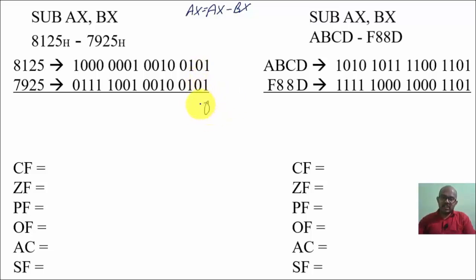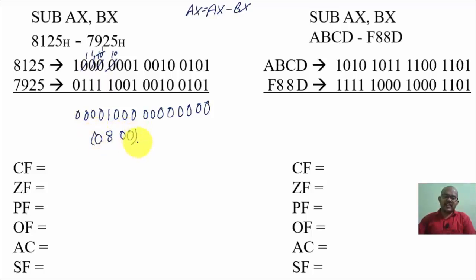now 1 minus 1 is 0000. So this is again 0000. What is 1 minus 1? It is 000. So this will become 10. 10 minus 1 is nothing but 2 minus 1, that will be 1. Now you have taken a borrow, you have given a borrow. So what is 1 minus 1? It will be 0. So we'll be getting 00 and then 0. So the equivalent value is 0800 in hexadecimal.